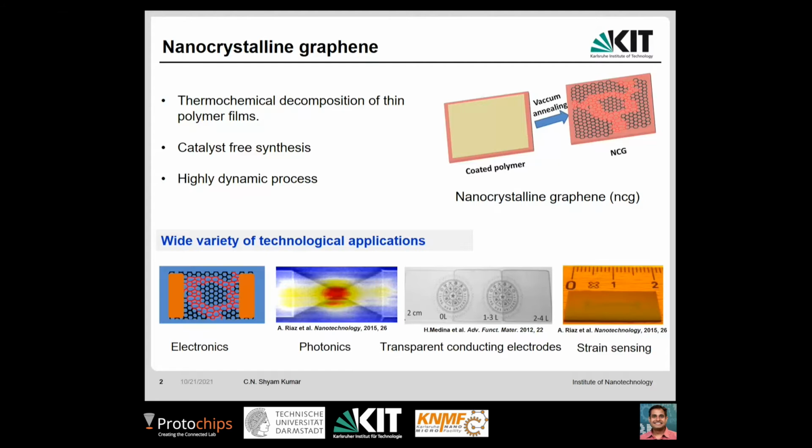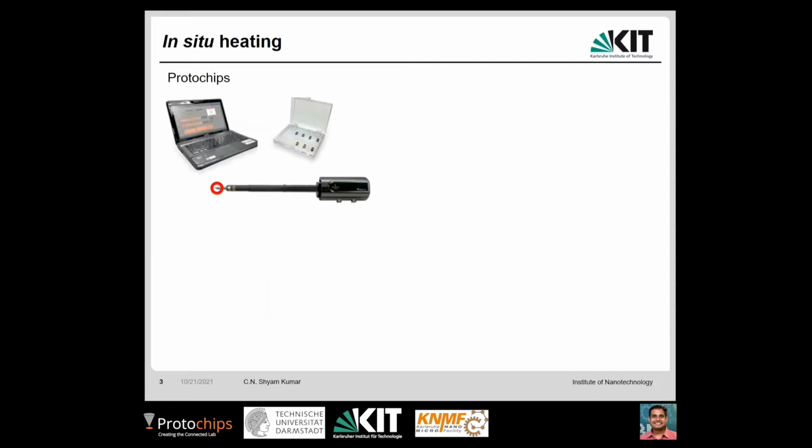To realize a property specific material, what we need is a better understanding of the graphitization and the growth that is happening. So that's why we started thinking of doing some in situ transmission electron microscopy.